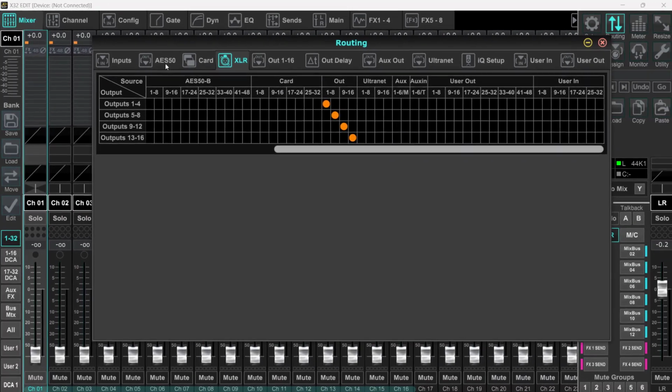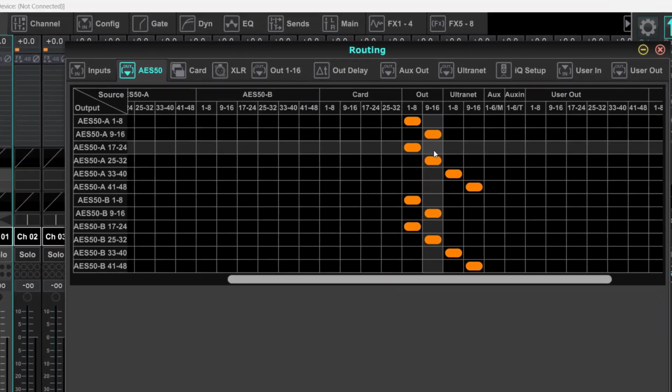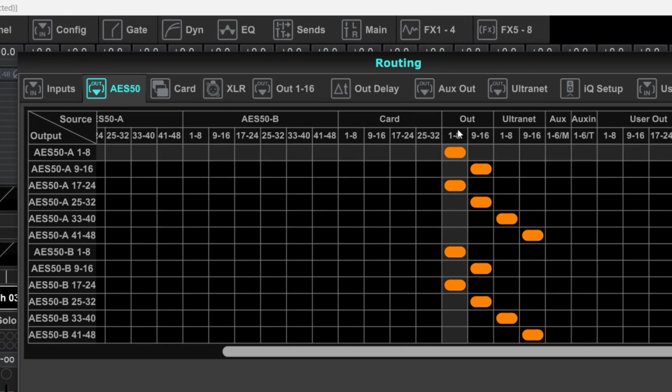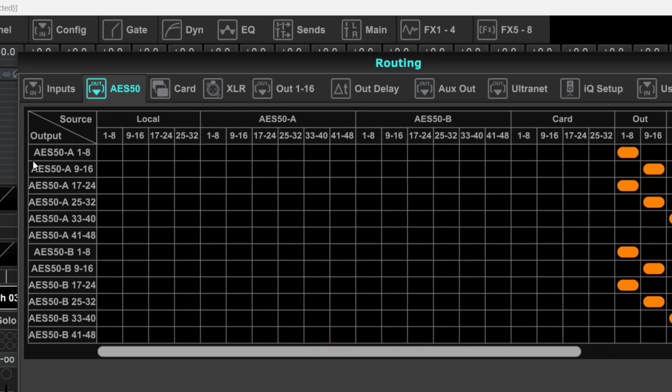It is the exact same with the AES50 routing. This is a pattern. As long as you have your stage box set up correctly, you will never have to move 1 through 8 or 9 through 16. If you look to the left, the source is an output. All the way up, you've got your A port, and then you have your B port. All it does is mirror it. One is A, one is B.